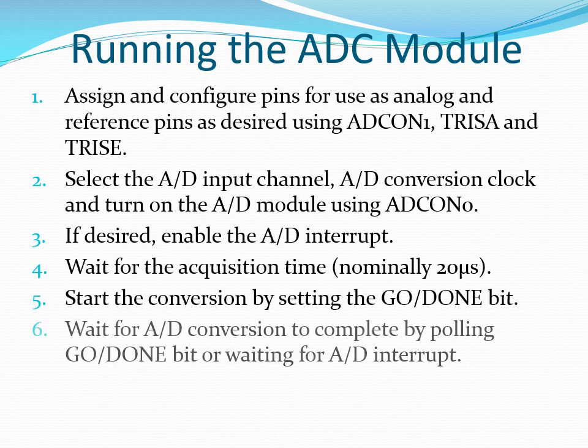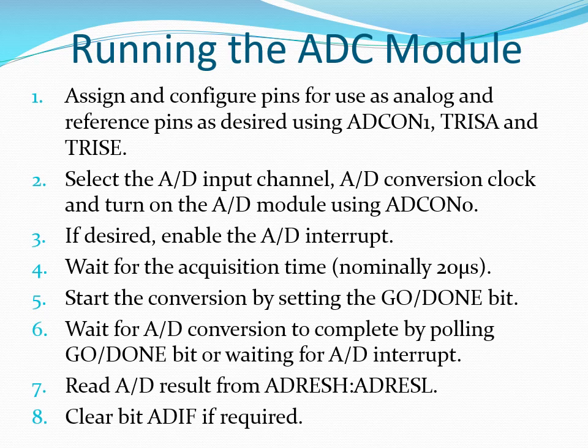These are the steps that may be followed when running the ADC module. Number 1, assign and configure pins for use as analog and reference pins as desired using the registers ADCON 1, TRISA, and TRISE. Number 2, select the analog input channel, the ADC conversion clock, and turn on the ADC module using the register ADCON 0. Number 3, if desired, enable the ADC interrupt. Number 4, wait for the acquisition time. This time is nominally 20 microseconds.